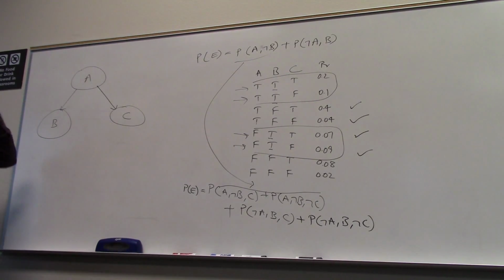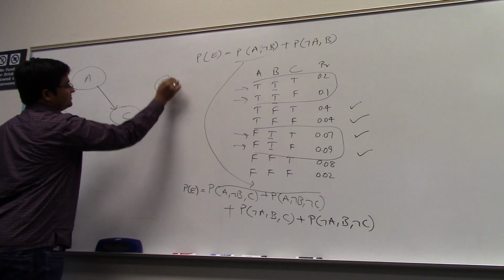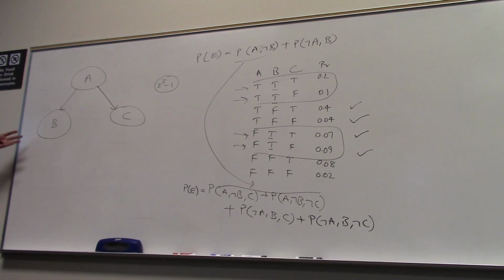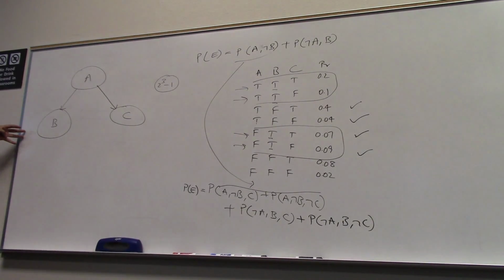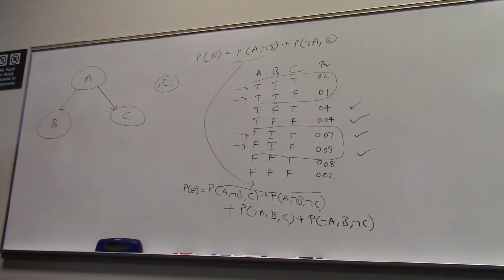Normally we saw that in a full joint distribution we need 2 power 3 minus 1 probabilities. Now I have more information here. What this Bayes network tells me is that B is independent of C given A. Probability of B is only dependent on A. It's not dependent on C. Similarly, probability of C is independent of B given A. Okay?